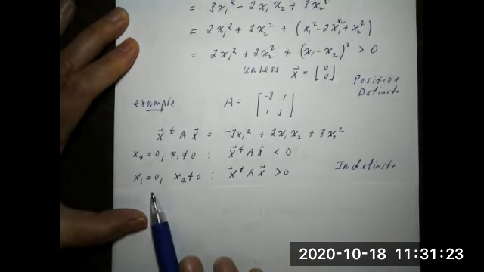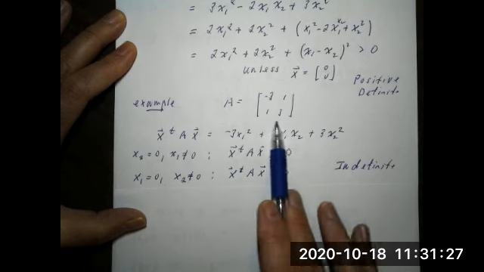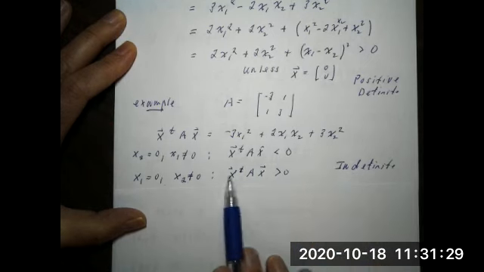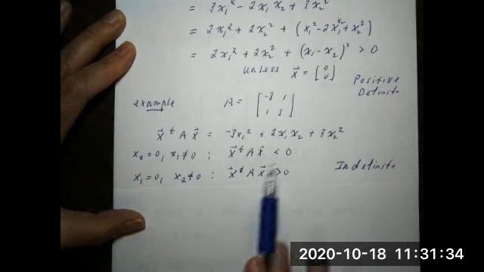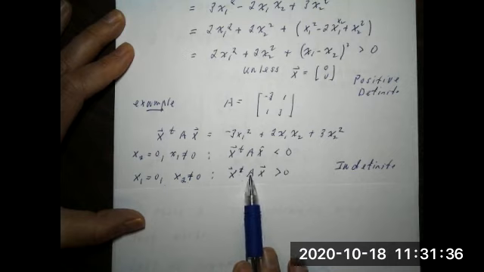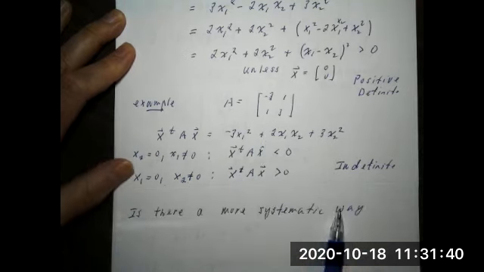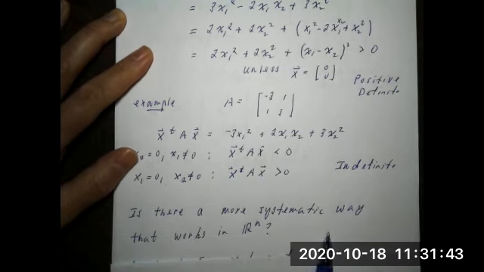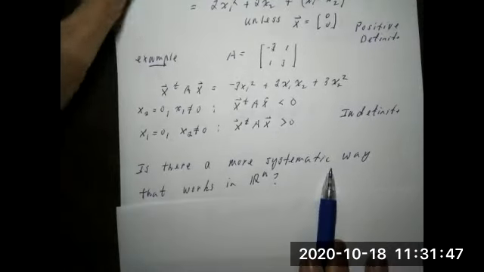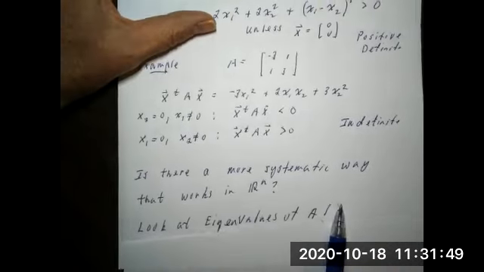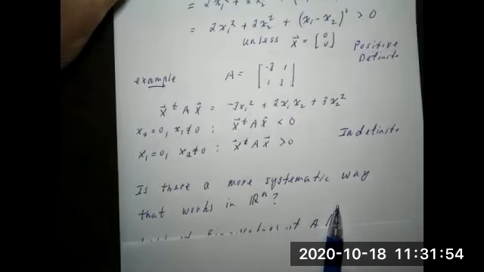On the other hand, if x1 is 0 and x2 is not 0, this will go away again, and I'll have 3x2 squared, which has to be greater than 0. So unless x2 is 0, I'd have x transpose Ax greater than 0. So this quadratic form is actually an example of an indefinite one. The question now is, is there a systematic way that works in Rn? This is sort of ad hoc based upon graphs and algebra. And the answer is yes, and it's based upon the eigenvalues of A.